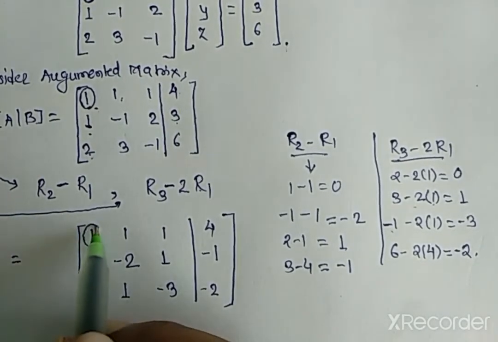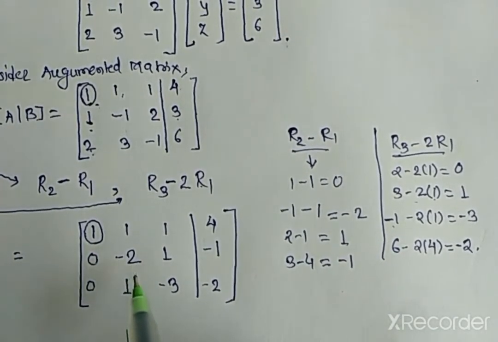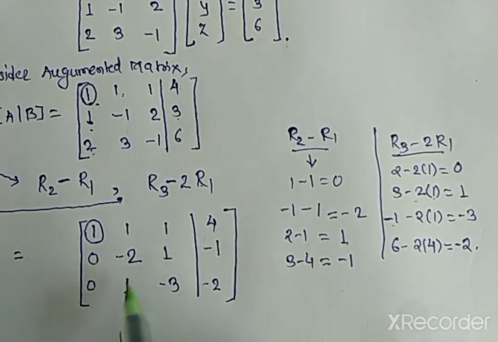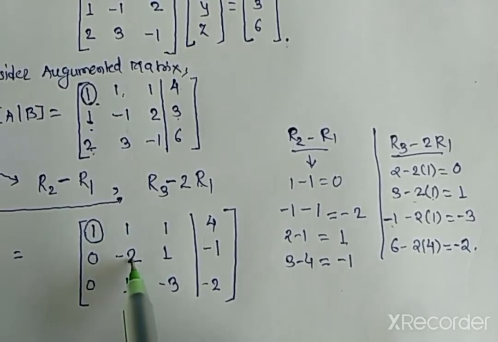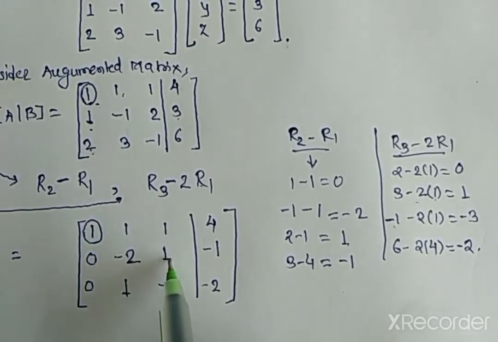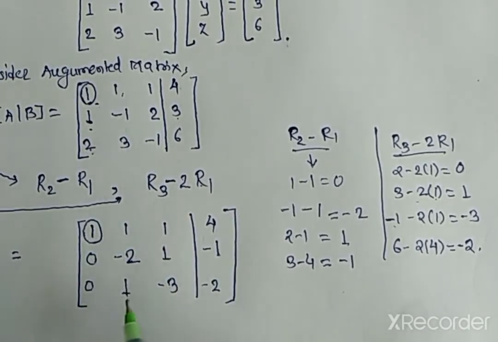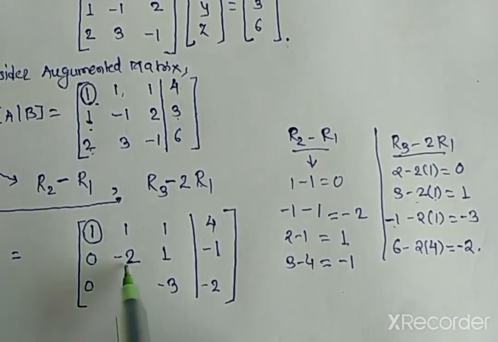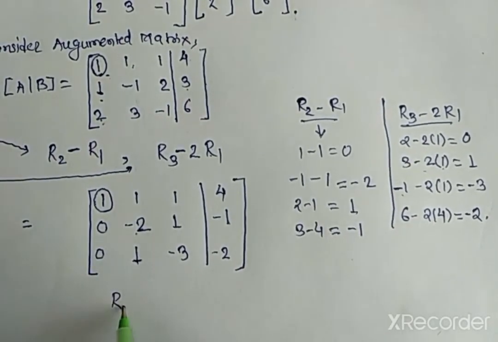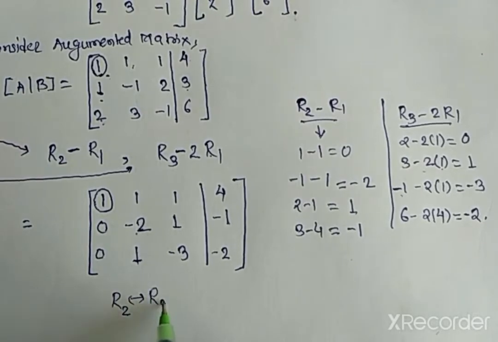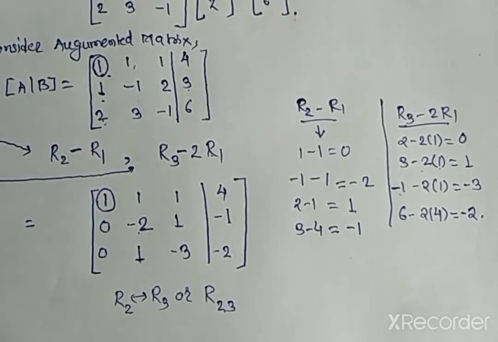So here we have a leading one at the A11 position. Next we have to make a leading one, because it is non-zero. Here it is also non-zero, so we can make the leading one by interchanging rows or by dividing the second row by minus 2. If we divide the second row by minus 2, these terms will become fractions, so the calculation will be difficult. Here it is already a leading one, we only have to take it to the A22 position, so we use the row operation R2 interchange R3, also written as R23.